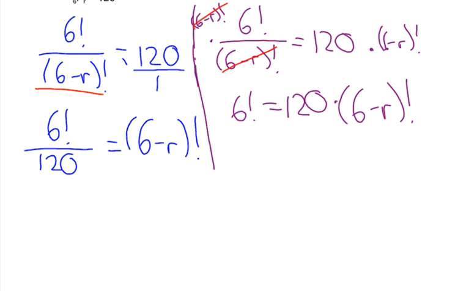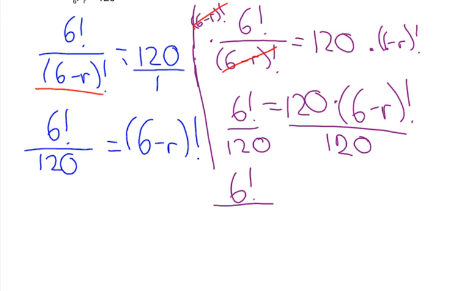We're going to do the same thing with the 120. So we want to get rid of this 120, and what we can do is divide both sides by 120. So we're left with 6 factorial over 120 equals 6 minus r factorial, where the 120 cancels out on the right. Over here on the right, I'm going through the long way of what I did over here. So this is the long way of explaining this step here.